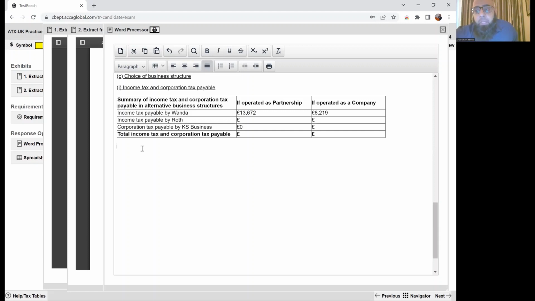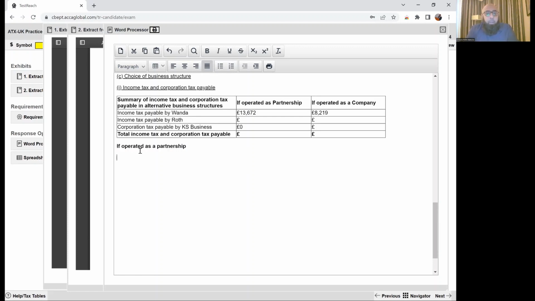Now, income tax payable by vendor is given in the question for both the options. Income tax payable by ROT, we have to calculate. Corporation tax payable by KS business, we have to calculate. Okay, so let's first start with income tax payable by ROT if operated as a partnership.